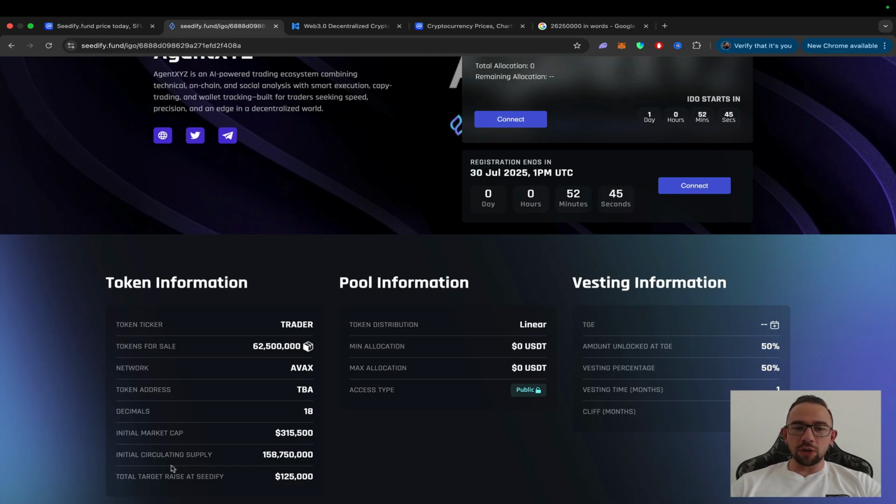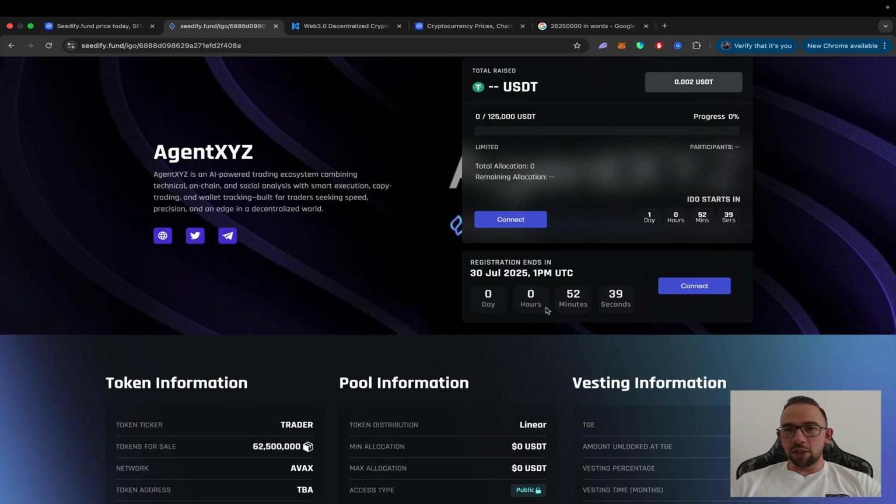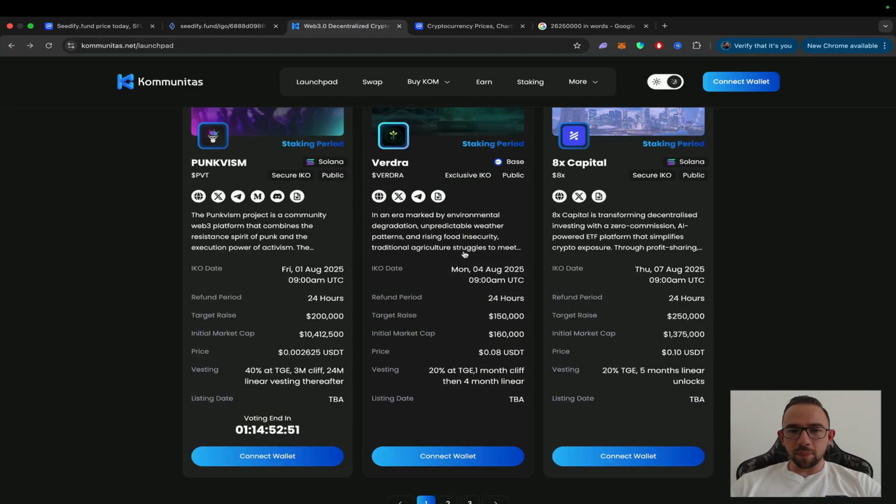Now it says target raise at CDFI, so that is assuming that they're doing also a raise somewhere else. Registration is basically open, it's starting. Not my favorite type of launch, right? Here you have 20% TGE, a 1 month cliff, and then 4 months linear. If the target raise is 150K in the initial market cap, so this looks a lot better just from a numbers point of view, right?